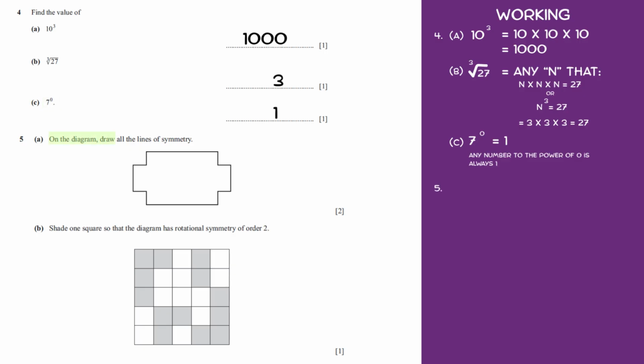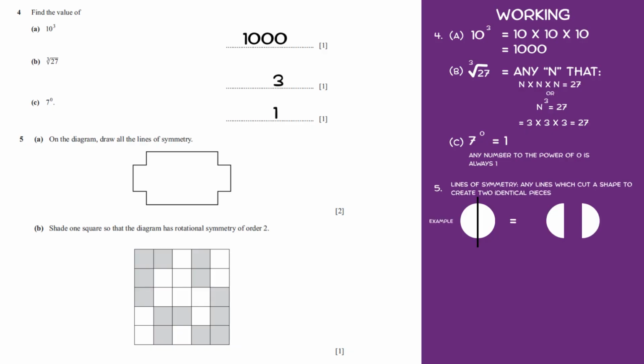Question 5 is asking us to draw the lines of symmetry. These are any lines that divide a shape into identical pieces. Therefore, we can clearly see that there are only 2 lines of symmetry, which flow like this. Any other lines will not give us identical pieces.